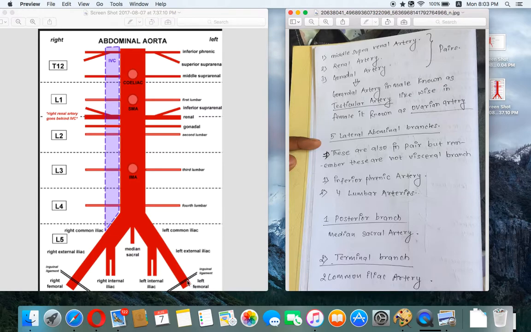So in this part we have to just learn the abdominal parts, between T12 to L4, and the others we will go into in the next video, details in the next video. So see you again.